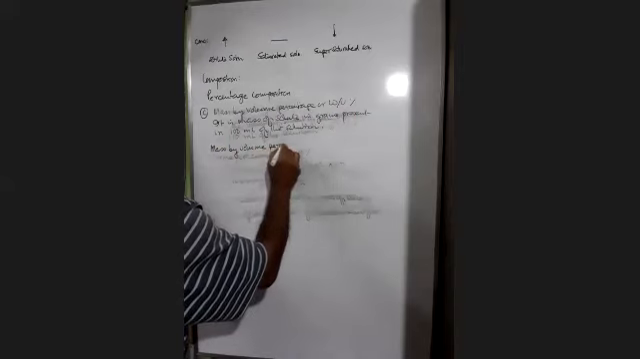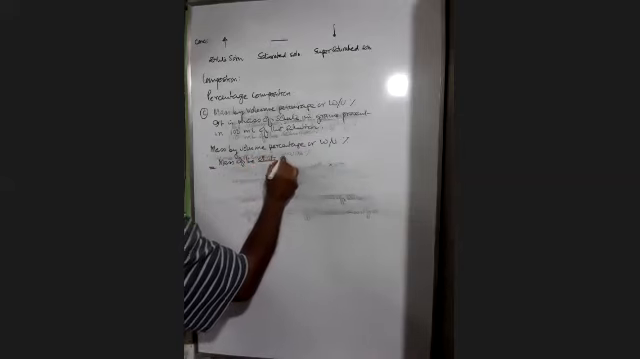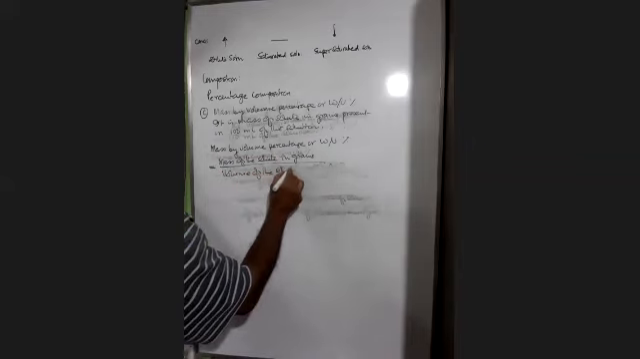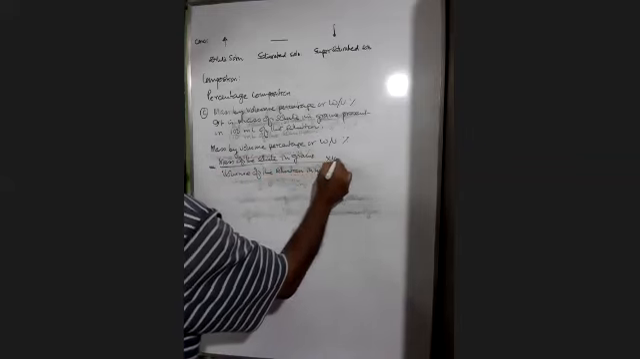So we can write now here mass by volume percentage, or W by V percent, is mass of the solute in gram divided by volume of the solution in ml into 100.